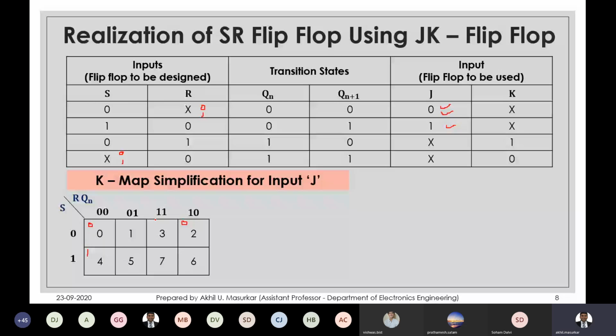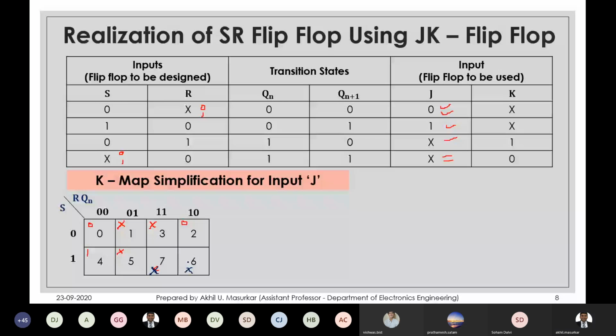And then we have 0 0 1, which is 1, and the output is don't care. Then 1 0 1, which is 5, again the output is don't care. And you can see 7 and 6 are not addressed, so by default they also become don't care. So now your K-map looks like this.